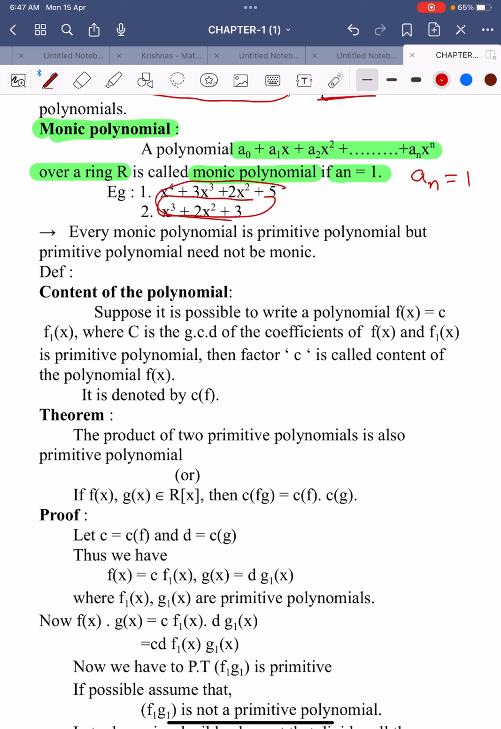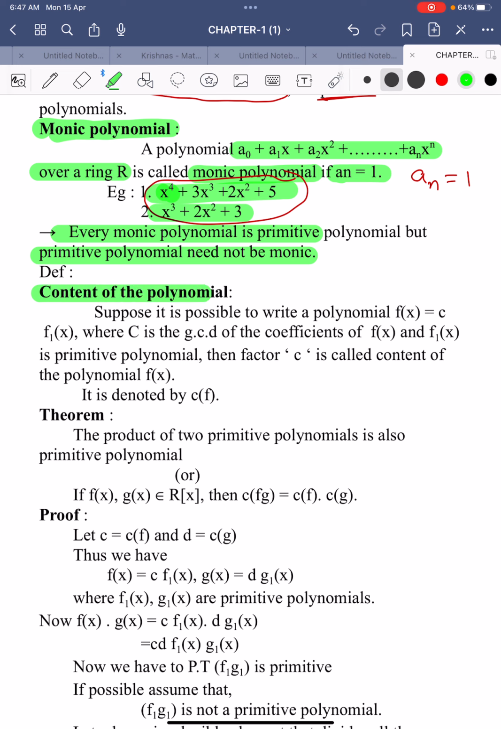Here you observe both the examples of polynomials. These two are primitive polynomials. X power 4 plus 3x cube plus 2x square plus 5, x cube plus 2x square plus 3, both are monic polynomials. And we learn two definitions, monic and primitive. Every monic polynomial is primitive. But a primitive polynomial need not be monic. Remember that.